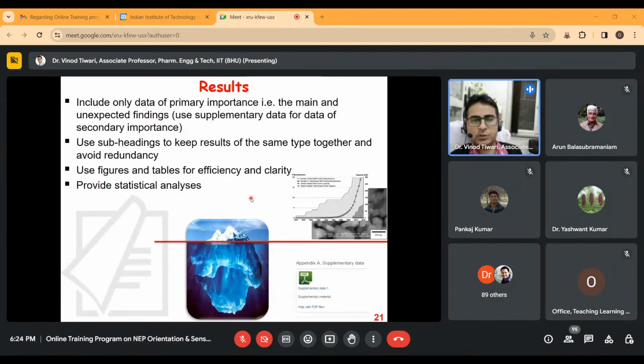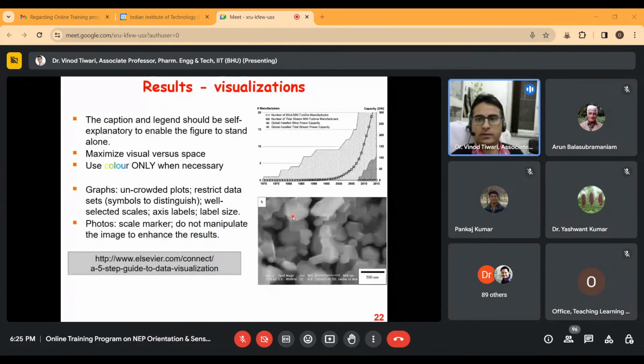Most of the time, new students who are learning research say, sir, there is an increase. But once they apply the statistical analysis, it is not significant. So until it is significantly different, you cannot say whether something has increased or decreased. For that, there are different statistical tools and various software available. This is how you can make your results more appealing.